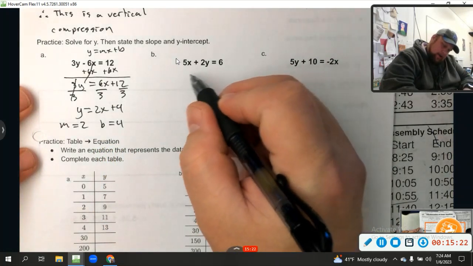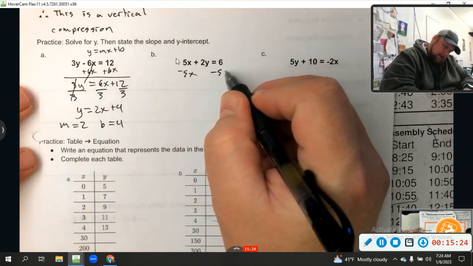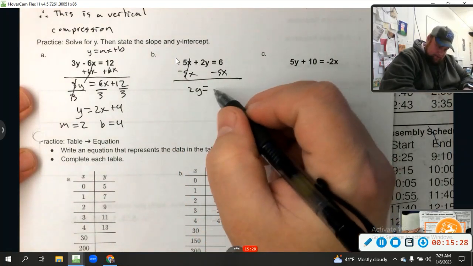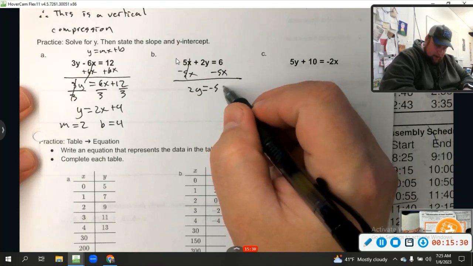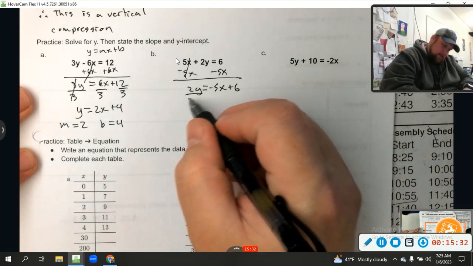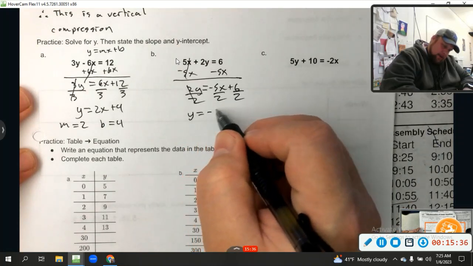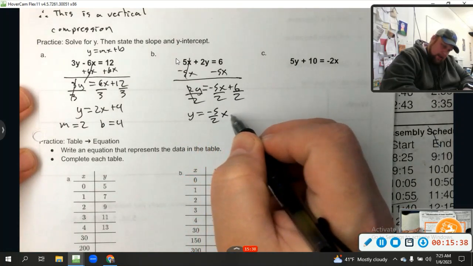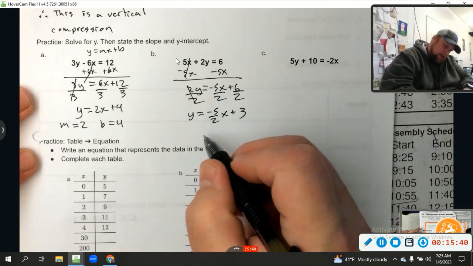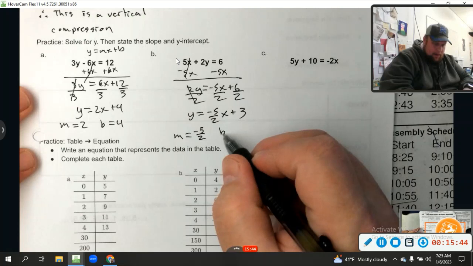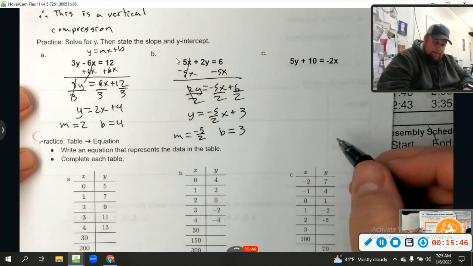Let's try it here. Minus 5x, minus 5x, equals negative 5x plus 6. Divide by 2, and we divide everything by 2 again. Y equals negative 5 halves x plus 3. Just leave it improper because my slope is negative 5 halves, and my y-intercept is 3.